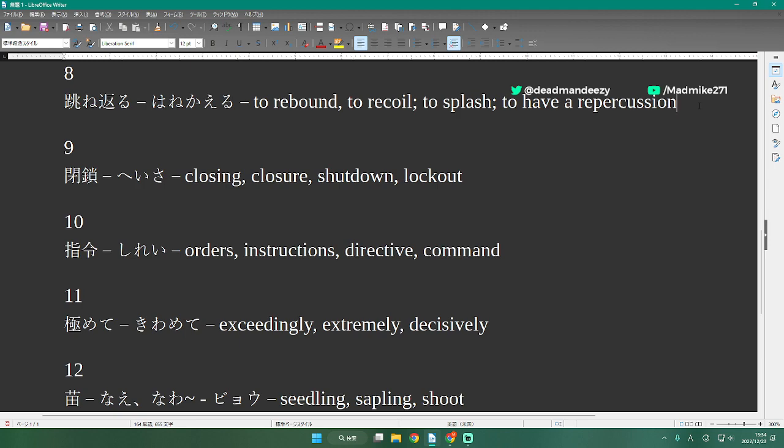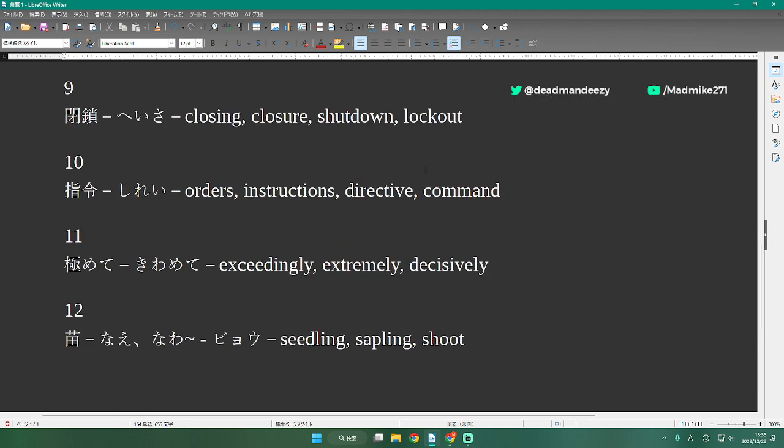To bounce back. Hanekaeru. Bounce back, recoil, or have a repercussion. Hanekaeru desu.